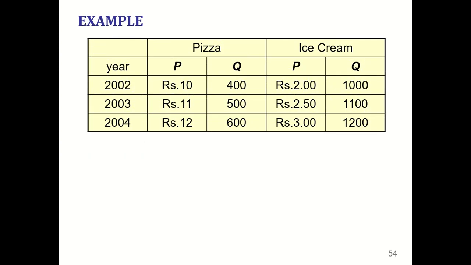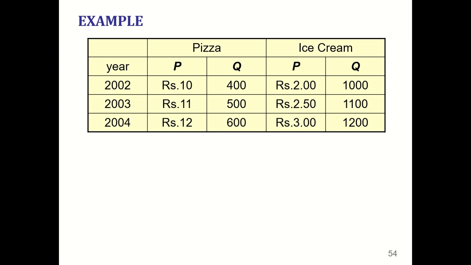Suppose in an economy there are only two goods which are available, and the prices of the goods and the quantities of the goods that were sold are given for 3 different years. In 2002, the quantity of pizzas was 400 units. In 2003, it became 500 units, and in 2004 it was 600 units. Similarly, the quantities of ice cream produced were 1000 units, 1100 units, and 1200 units. And the prices which prevailed in each of these years are given in the second and the fourth column.